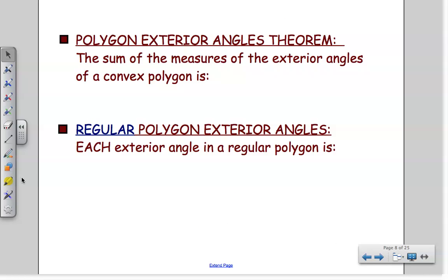So I'm going to fill that in our formal theorem, the polygon exterior angles theorem. The sum or the total of the measures of the exterior angles of a convex polygon is 360 degrees no matter what.